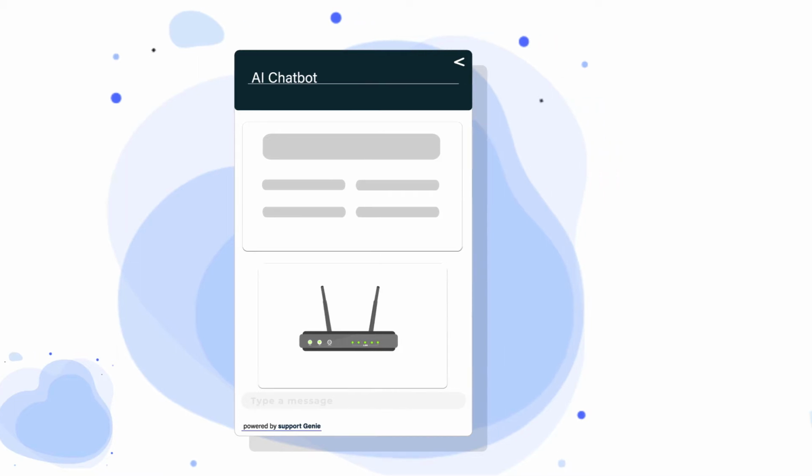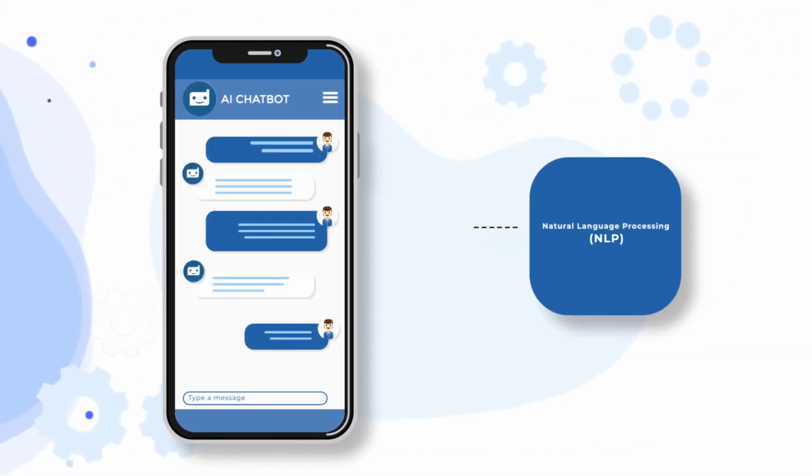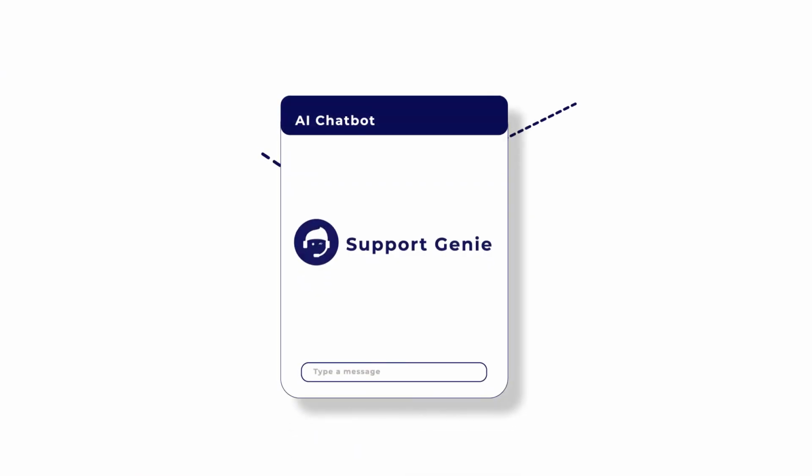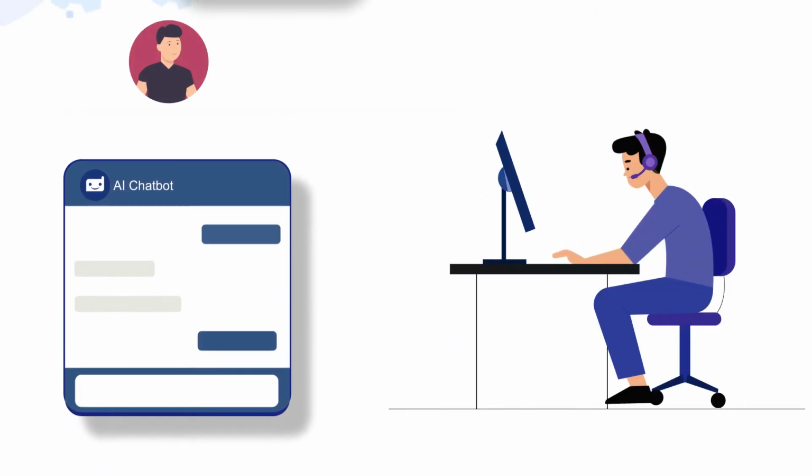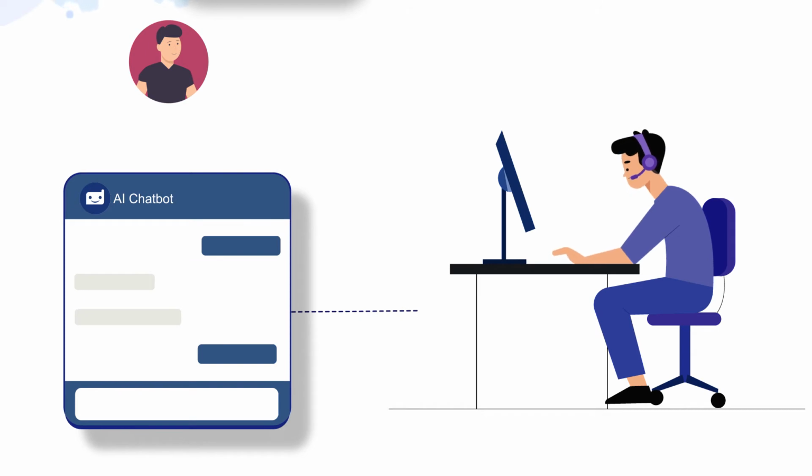The latest advancement of natural language processing enables chatbots to answer questions as if they're a real human. Support Genie's chatbots get smarter over time, learning from each conversation they have with their users. They can also hand the query to a human agent when the queries get too complex.